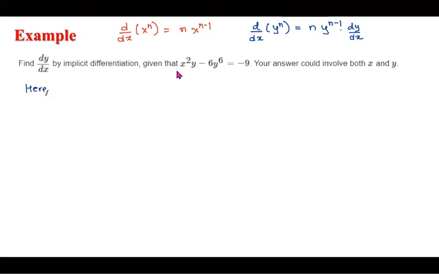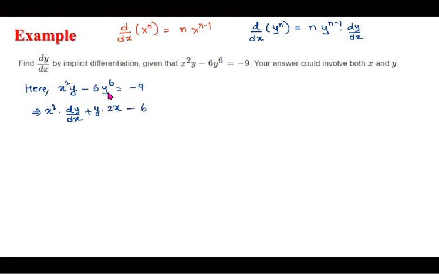So let's see, we have this function here, which is x squared y minus 6 times y raised to 6 equal to negative 9. Now, if you want to find the derivative, this first term is the product of two functions. So in order to find the derivative of this first term, we have to use the product rule. The product rule says first function, x squared, times the derivative of second, dy over dx, the derivative of y with respect to x, plus second function, y, multiplied by the derivative of first. The derivative of x squared with respect to x is 2x. Then minus, we have this 6, which is a constant.